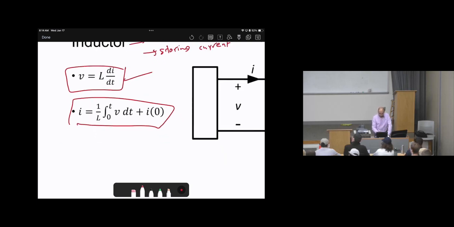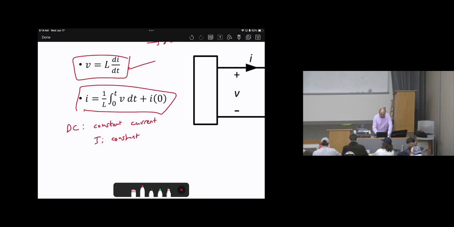Okay, now one thing that we need to think about is a topic that we will discuss later, called DC. DC means constant currents. So if I is constant, what will happen? V equals L d by dt of a constant. And this will yield the time derivative of a constant, and as we know, this is 0. So the voltage will be 0.